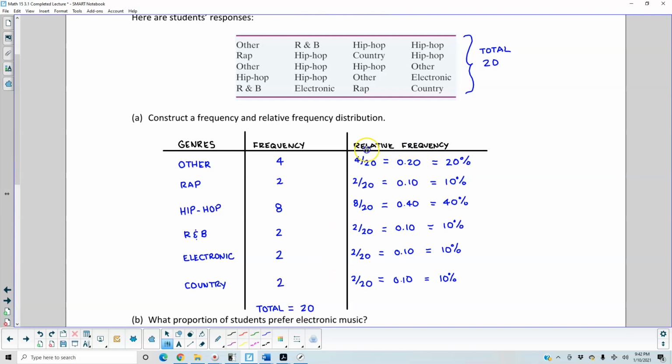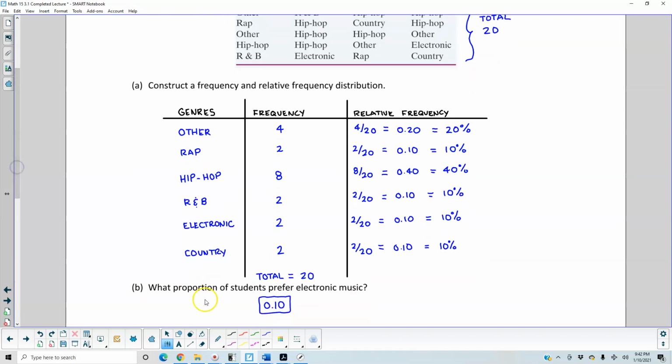Now the relative frequency is taking the frequency and dividing it by the total. So 4 divided by 20 gives us a proportion of 0.20, which as a percentage is 20%. For rap, it's 2 over 20, which gives us a proportion of 0.10, which is 10%. For hip hop, it's 8 over 20, which is equal to 0.40, which is 40%. For R&B, it's 2 over 20, which is equal to 0.10, or 10%. For electronic and country, it is the same, 2 over 20 and 2 over 20, which is also 10% for each. Now we're going to answer questions according to this distribution.